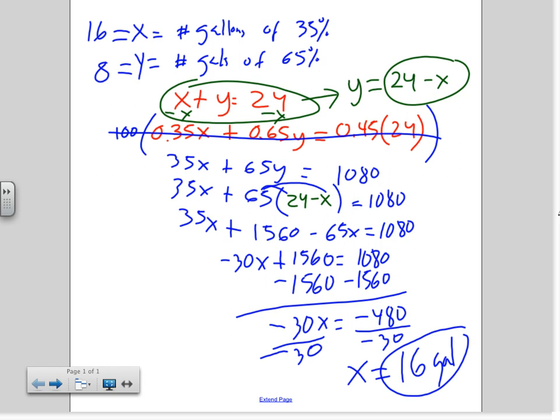How do you get 1080? Well, from here. Yeah. 0.45 times 24 will give you 10.8. And because I want to clear the decimal, and the longest one is in the hundredths place, I multiply everything by 100. That's how I got 1080. Okay. All right. So before I give you your next problem, I need to show you something, and it's important that you know this.